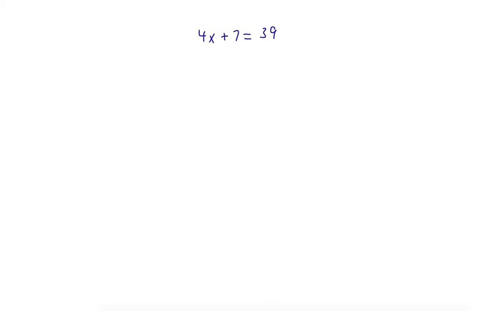Alright, so let's solve some two-step equations. Now remember, when I solve an equation, my goal is to get the variable, or the letter, the x in this case, by itself. So I have to get rid of this times 4 and the plus 7.